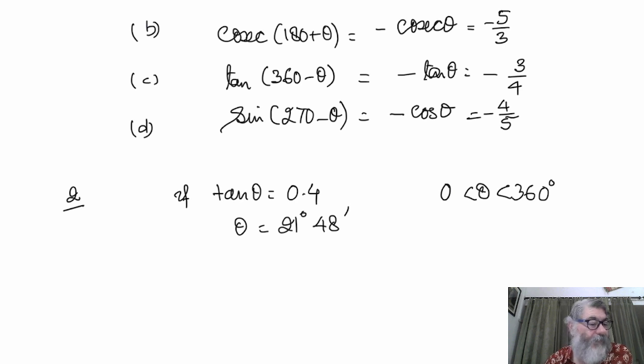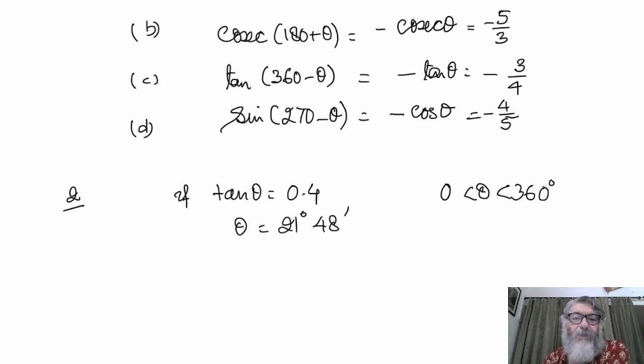Theta is coming out to be 21 degree 48 minute. Now he wants to find the value of sine theta from 0 to 360 degree. That means he wants all the possible values of sine theta. Sine theta in the first and second quadrant will be positive, and in the remaining two quadrants, the third and fourth, it will be negative.